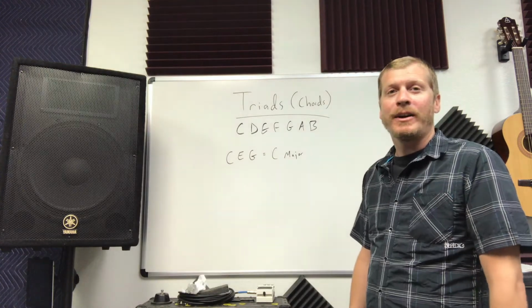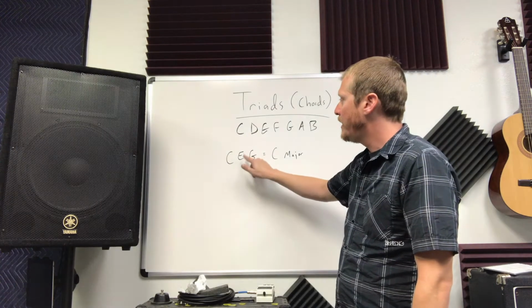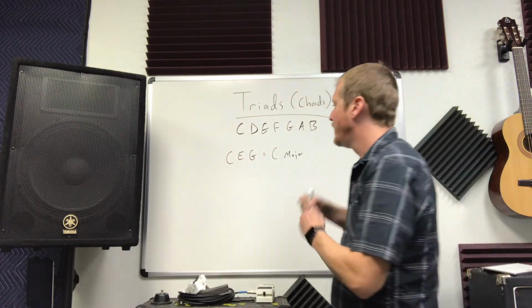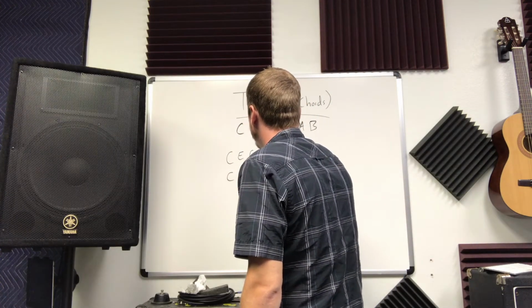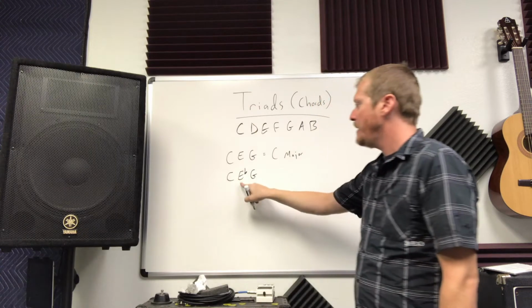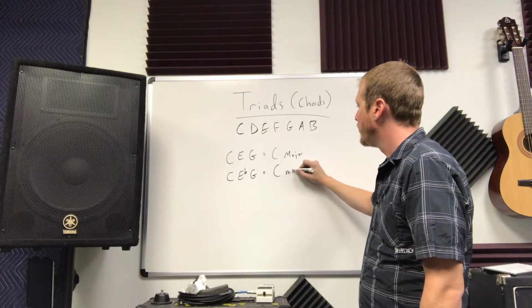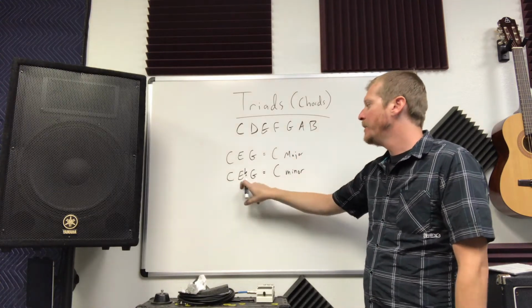So to make a minor triad, what we're going to do is take C, E, G, and we're actually going to make the middle note E flat. So we're going to lower the third by a half step. Okay, so it's going to be C, E flat, G, and that's going to equal a C minor chord, or a C minor triad. It's called a triad because there's 3 notes.